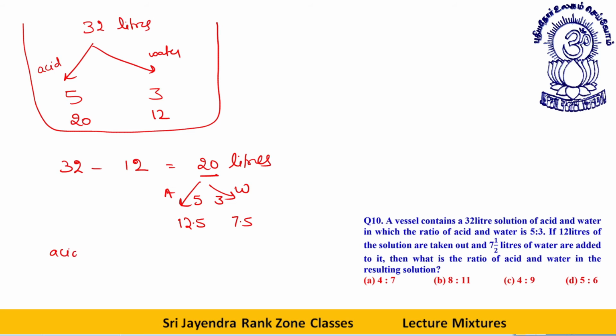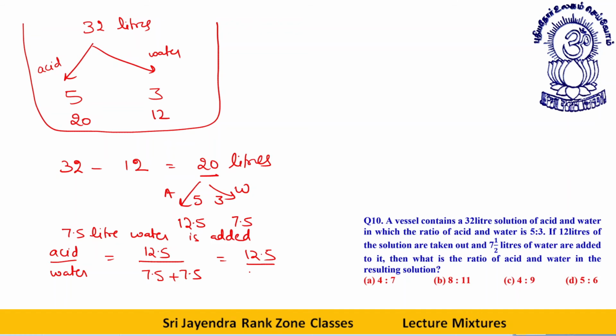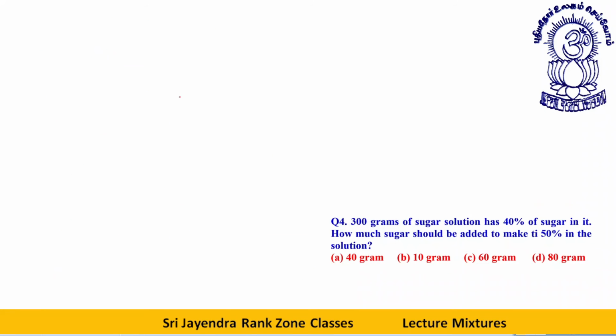Now talk about acid and water. Acid is 12.5. How much water is added? 7.5 liter of water is added. When 7.5 liter of water is added, it will be 7.5 plus 7.5, so it becomes 12.5 upon 15, or 5 by 6. This will be your answer. Clear? This is your answer. Let's move to the next one.